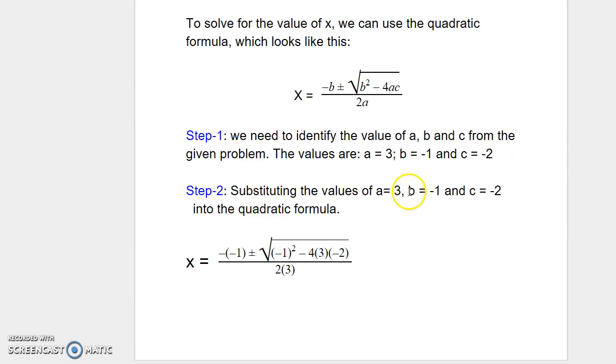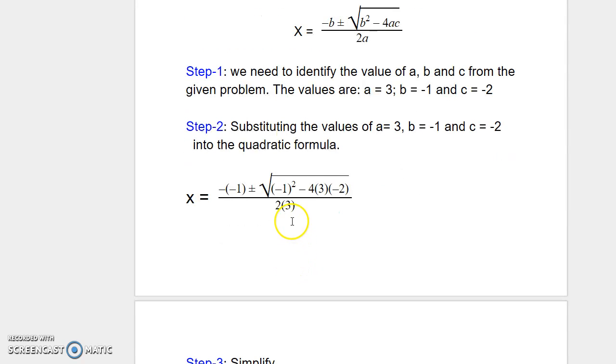In the second step, we're going to substitute the values of a, b, and c into the quadratic formula. As you can see here, the formula is -b, the negative of the value of b, which is -1, so -1 within parentheses, plus or minus the square root of b squared. The value of b is -1, so -1 raised to the power of 2, minus 4ac. 4 times the value of a, which is 3, and the value of c is -2. The whole thing divided by 2a. 2 times the value of a, which is 3.